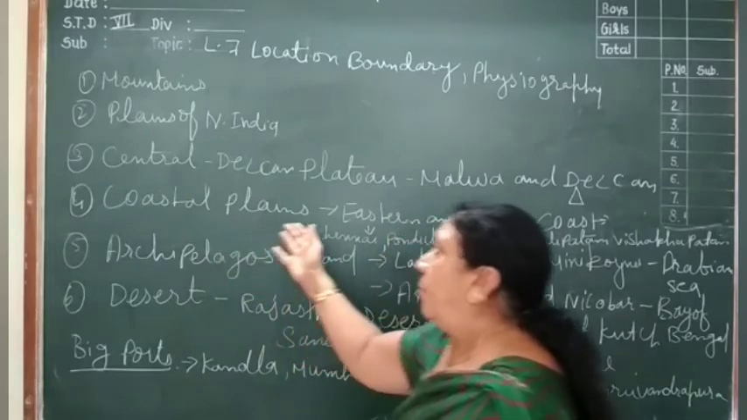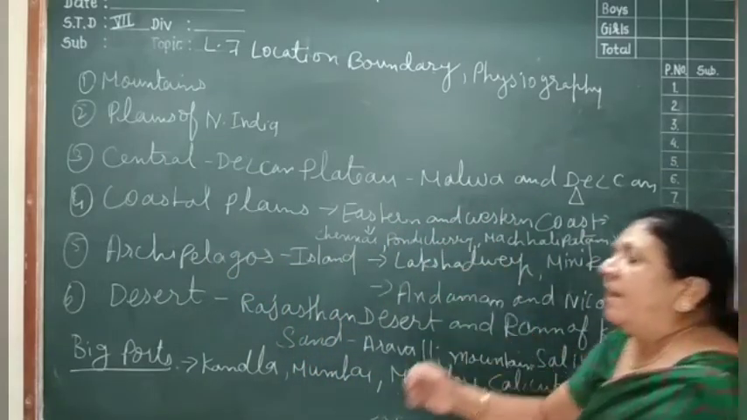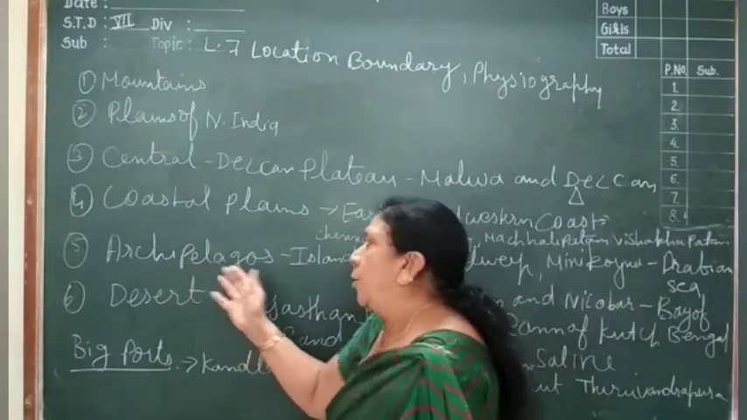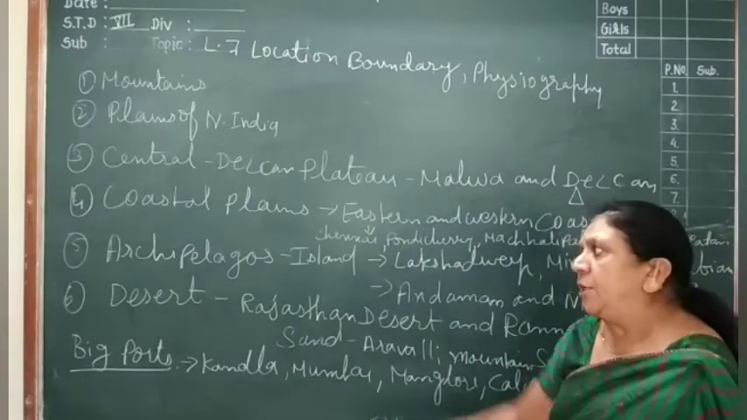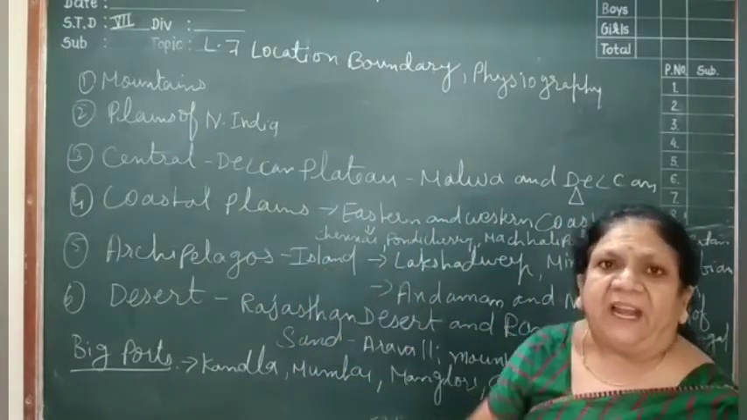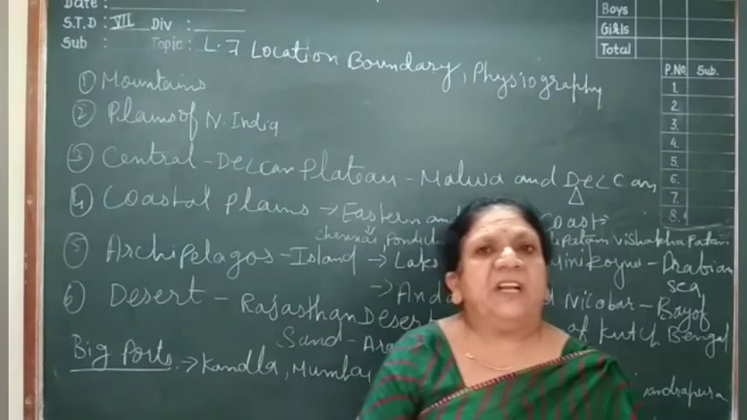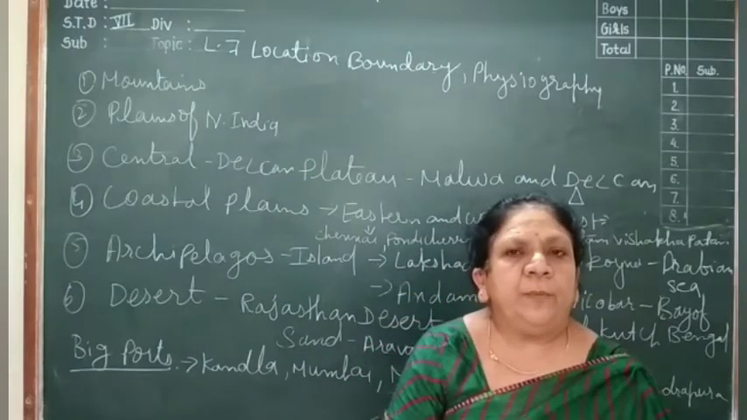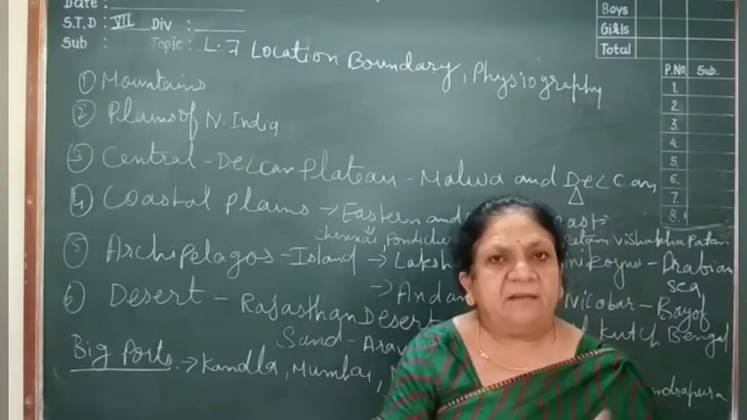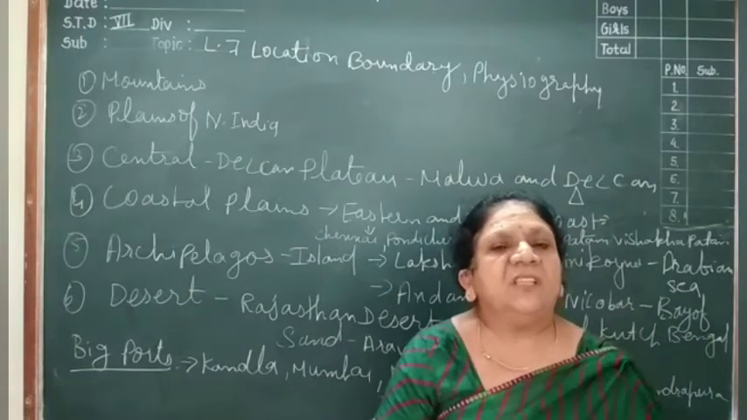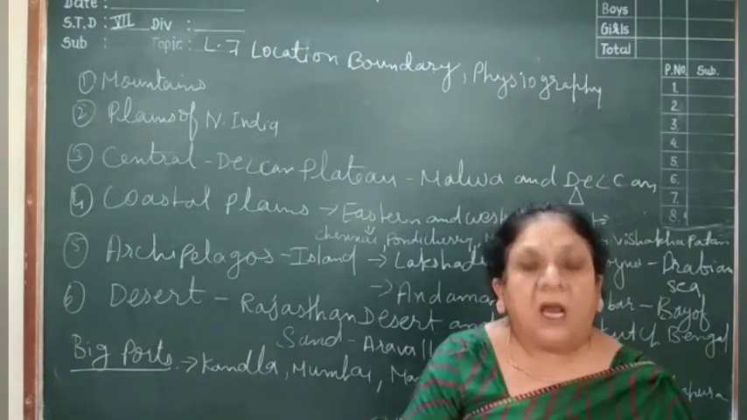Then we studied about coastal plain. Then we are going to see archipelagos. What do you mean by archipelagos? Another name is island. First, you have studied about island. What do you mean by island? It is a land surrounded on four sides by water, and that is called an archipelago.